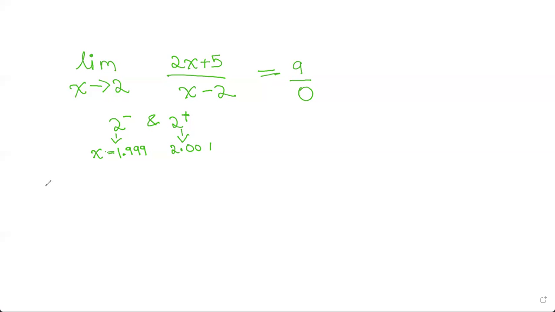So what we write is limit x tends to 2 minus, and then the function, 2x plus 5 divided by x minus 2. And then on this side, we write limit x tends to 2 plus.